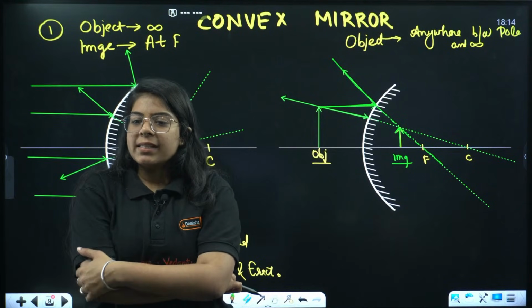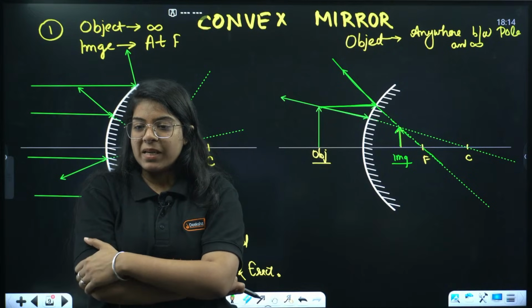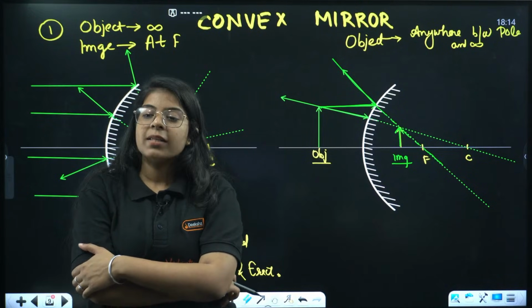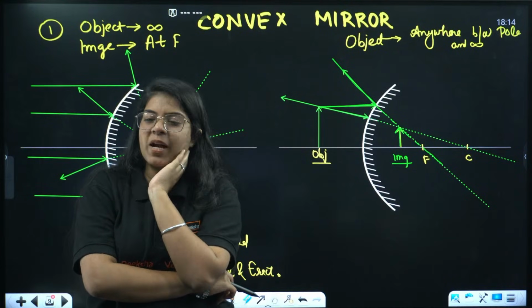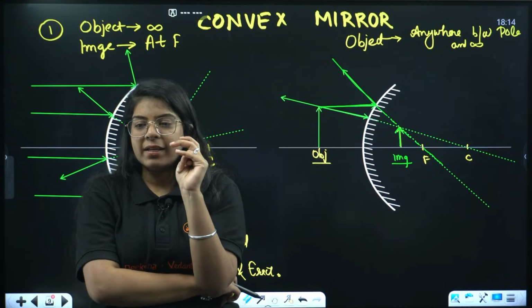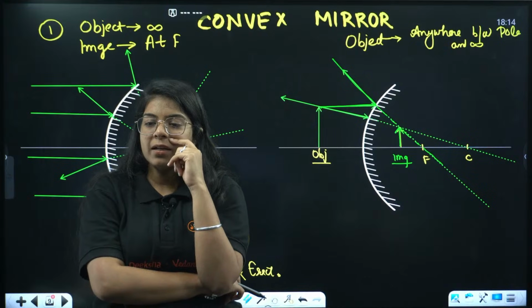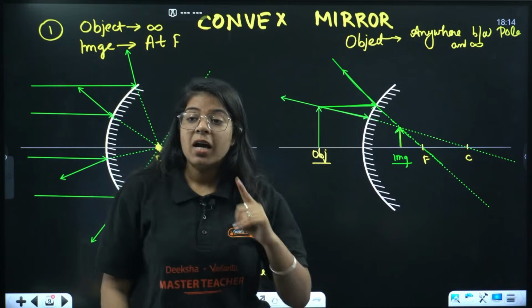In the second case of convex mirror, the object is placed between infinity and pole. The image is formed between pole and focus behind the mirror, and the size is small, virtual and erect. Done? Okay, very good.